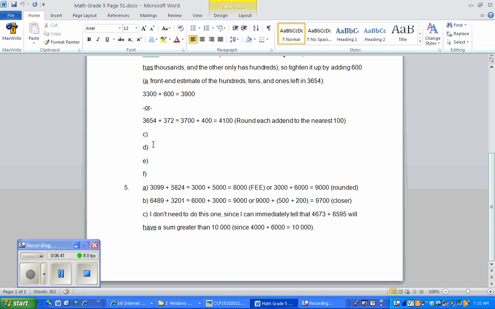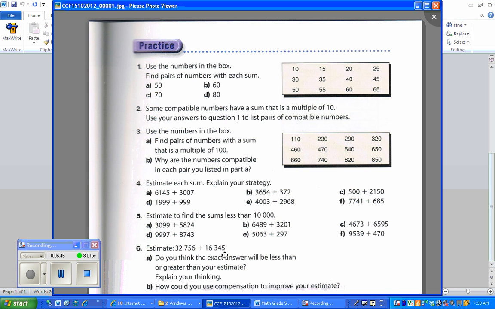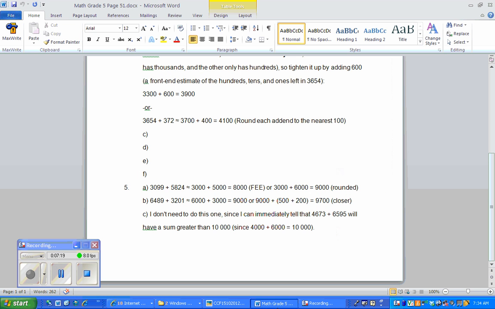I will let you do C, D, E, and F, and now I'm going to show you how to do question five. Question five says to estimate to find the sums less than 10,000. So I'm going to give you a hint right off the bat that I know I don't need to do D because 9,997 plus 8,743 is way more than 10,000, since this is almost 10,000 all by itself and you add another more than 8,000 to it. So I don't need to do D, and there may be one or two others that that's the situation for, but I'm going to show you how to do 5A, 3,099 plus 5,824.